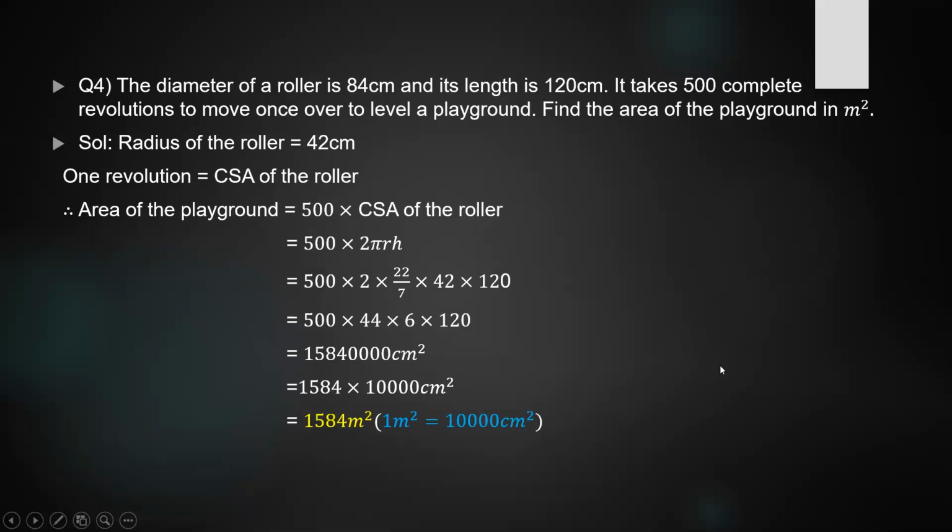Question number 4. The diameter of a roller is 84 centimeters and its length is 120 centimeters. It takes 500 complete revolutions to move once over to level a playground. Find the area of the playground in meters square. Remember, the units are given in centimeters, whereas the area needs to be taken out in meter square.